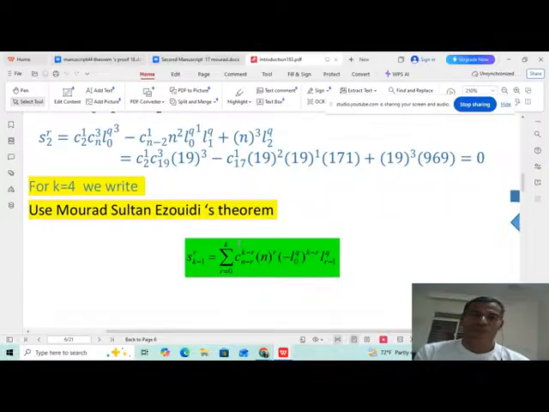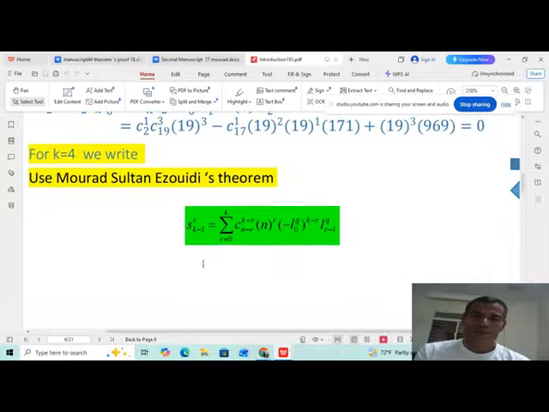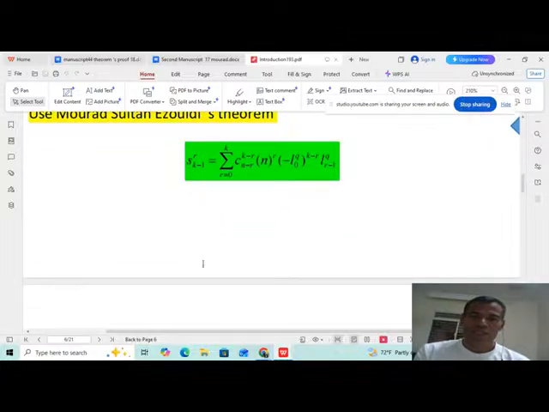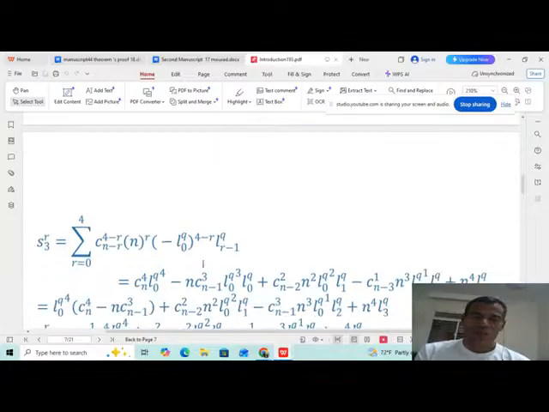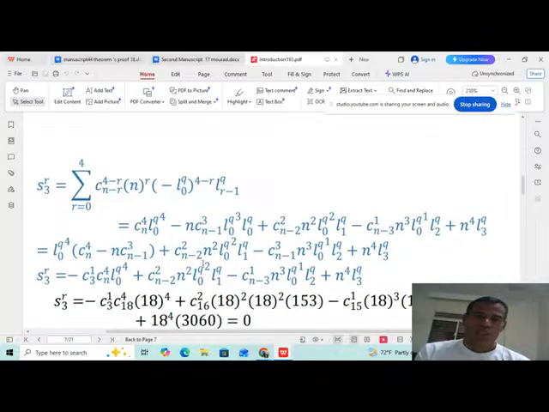This is Ezouidi theorem. Just substitute k equal 4, and we will obtain S3. After using this and simplifying the theorem, when k equals 4, we write it in its simplest form. This S3 is equal to that. This is the general form when k equals 4 for any nth-degree equation, not depending on n equal 19 or 18, for any nth-degree equation.